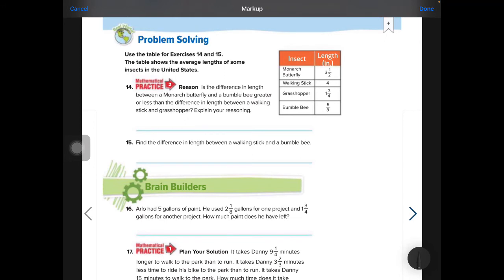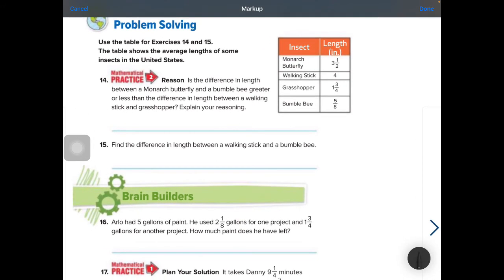Okay, we're on number 14. Is the difference in length between a monarch butterfly and a bumblebee greater or less than the difference between a walking stick and a grasshopper? Explain your reasoning. Whew. Okay, so a couple of crazy things.